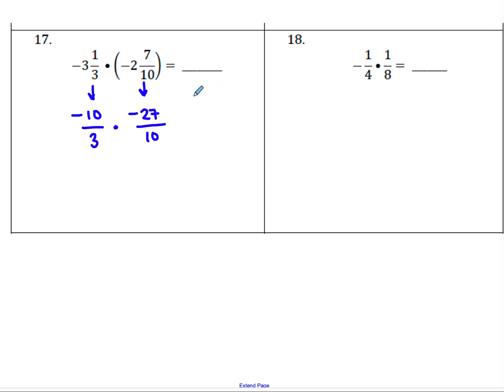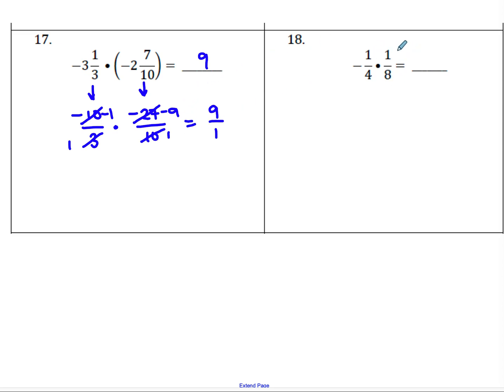Okay, so I can multiply straight across, or I can cross cancel. I've got some pretty big numbers, so I'm going to cross cancel here. 27 divided by 3 is 9, so I'm going to just change that into a -9. 3 divided by 3 is 1. And then the 10s cross cancel as well. 10 divided by 10 is 1. -10 divided by 10 is -1. -1 times -9 is +9. And 1 times 1 is 1. So my answer to this one is going to be 9.